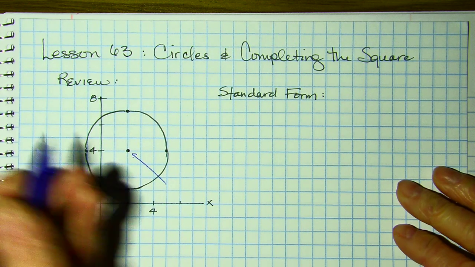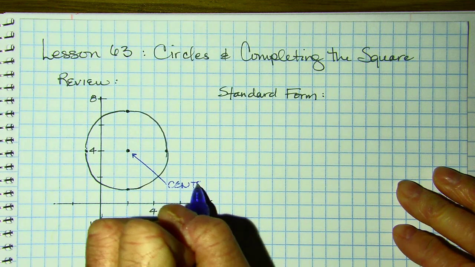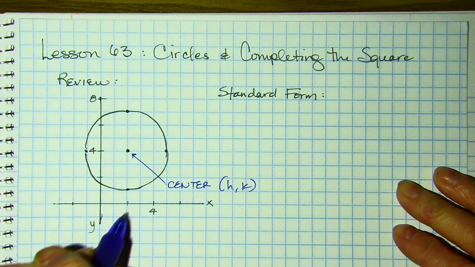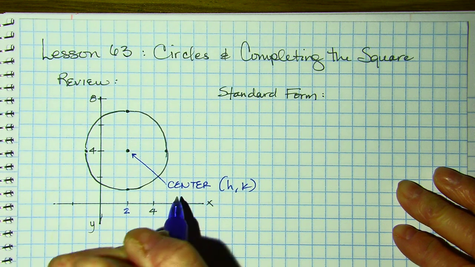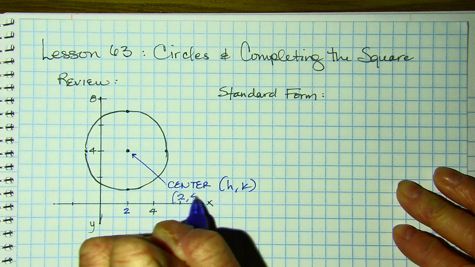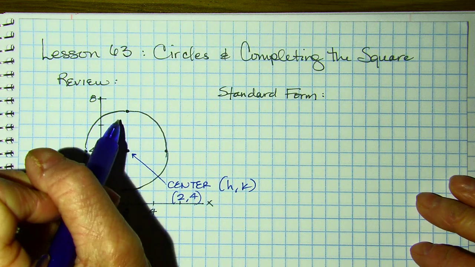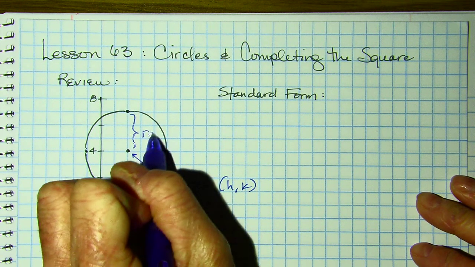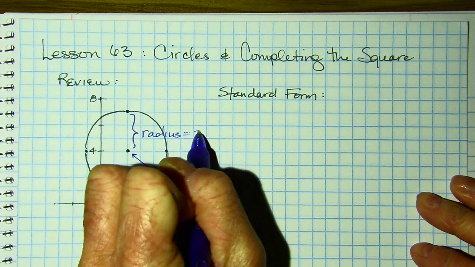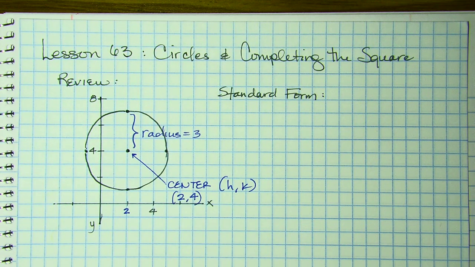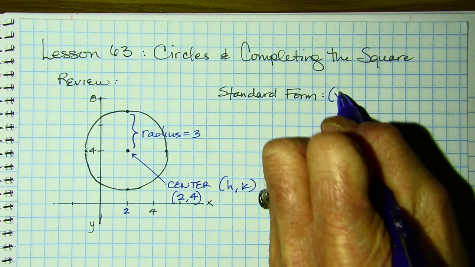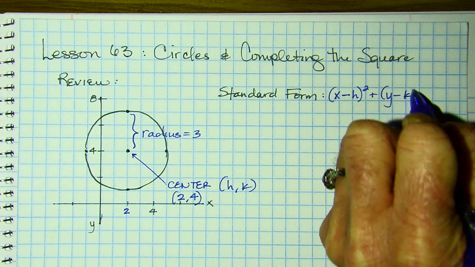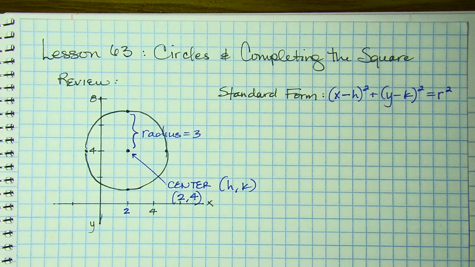My center is h comma k, but in this case x is 2, y is 4, so I would say my center is 2, 4. My radius is, in this case, 3. So in standard form, and I'll write it here, standard form would be x minus h squared plus y minus k squared equals our radius squared.